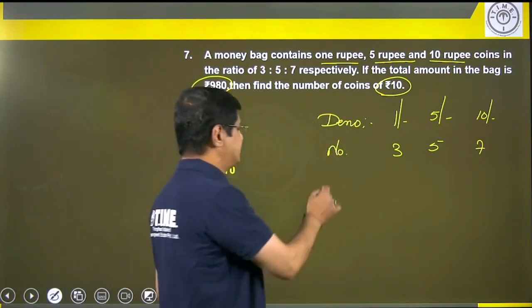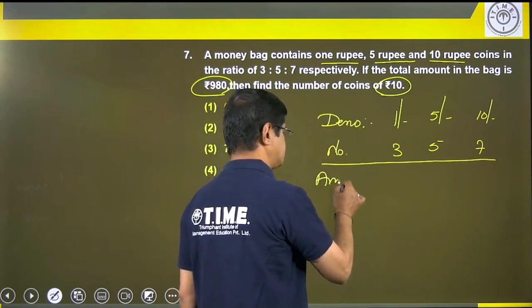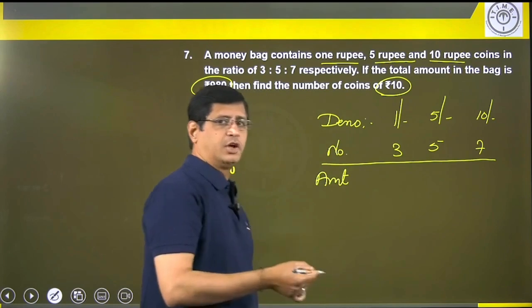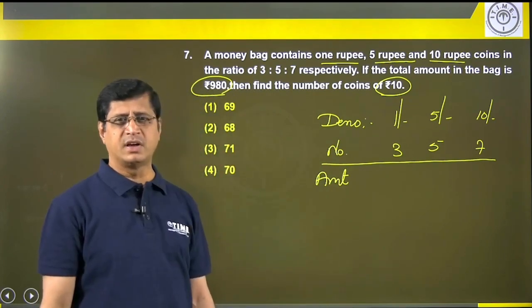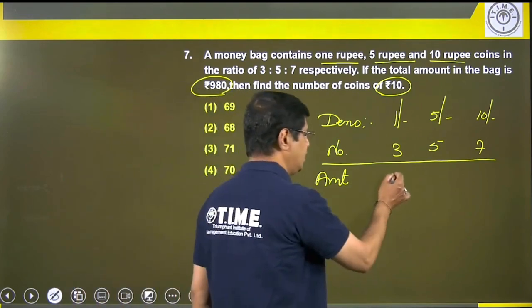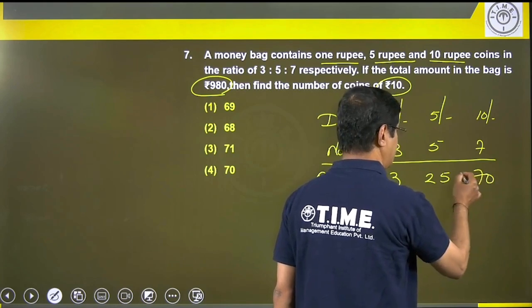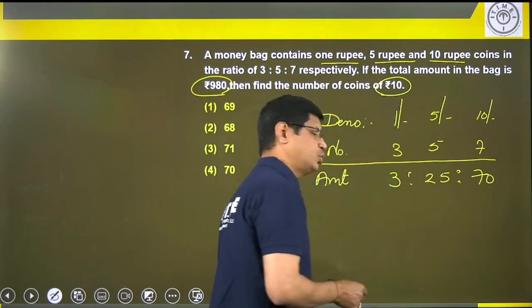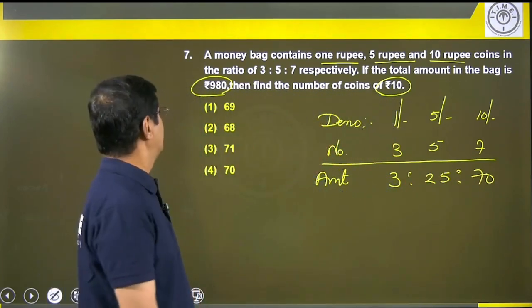When you multiply the denomination with the number, it will give the amount. 3 coins of 1 rupee, 5 coins of 5 rupees, 7 coins of 10 rupees. Means here 3:25:70. What is this? Ratio of amounts. Now the total amount is 980.